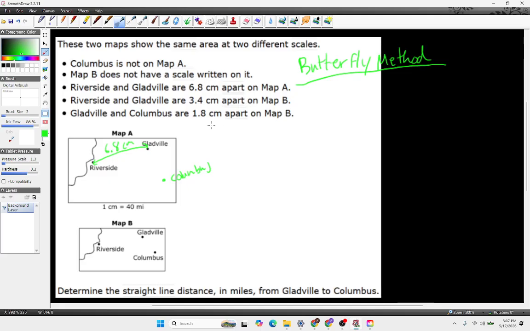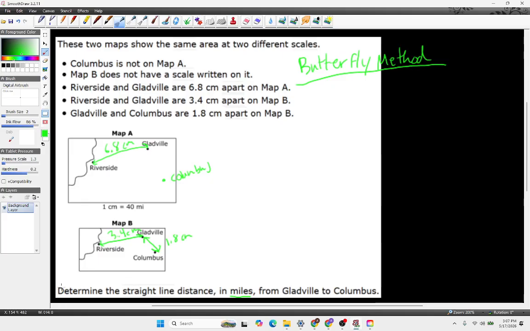On map B, Riverside and Gladville are 3.4 centimeters apart. And then lastly, Gladville and Columbus are 1.8 centimeters apart on map B. Determine the straight line distance in miles from Gladville to Columbus.